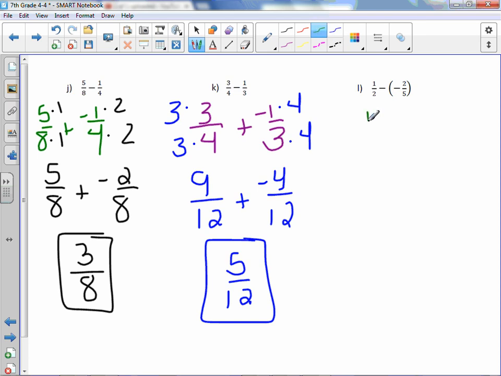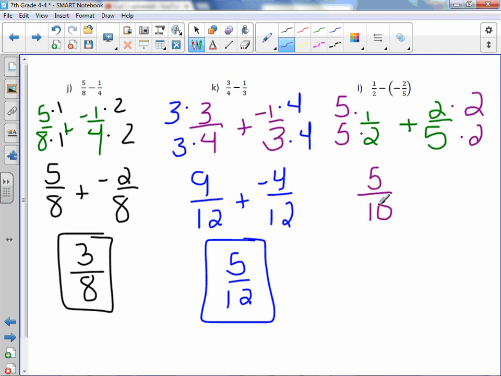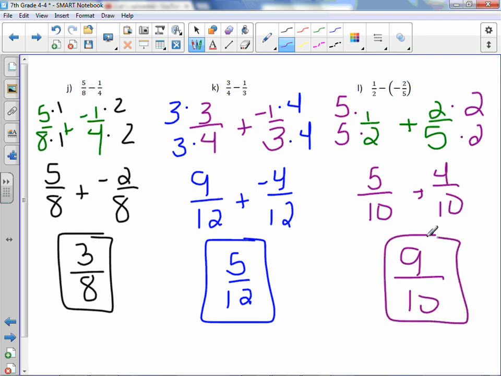Letter L. I will not subtract. I will add the opposite. 10 is our LCD, so we'll multiply this fraction by 2 and this fraction by 5. We get 5/10 plus 4/10, which equals 9/10, and that is reduced.